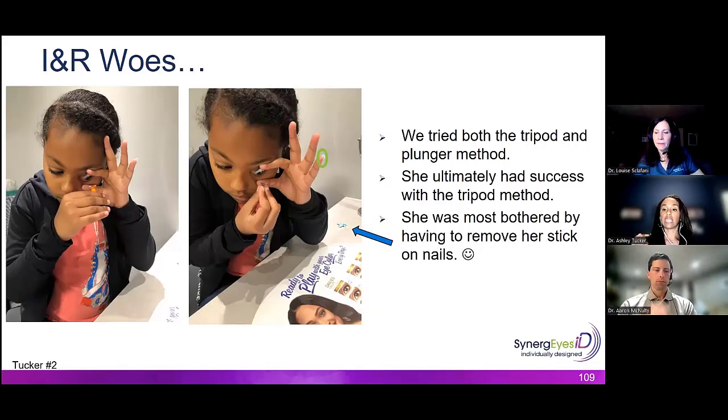Ultimately, she landed on the tripod method because it just gave her better proprioception. Like, she could feel what she was doing. And this particular visit was really cute because she had just put on these little press-on nails, and she was quite heartbroken when I told her she had to take them off when we decided to try the tripod method.